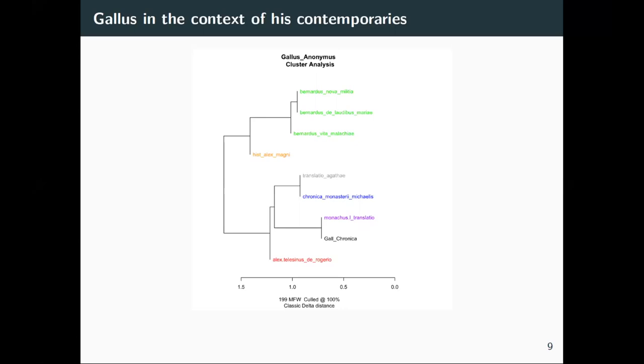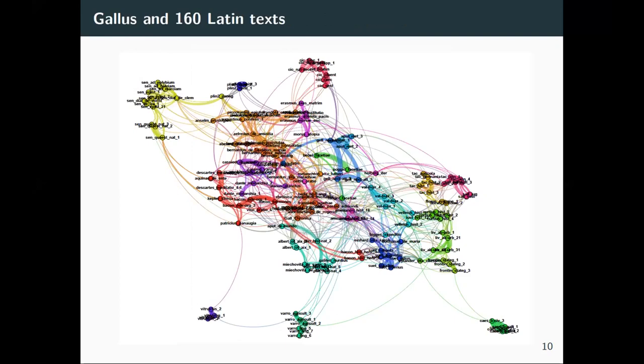But one might ask, well, this comparison set, this control group, is very small. What if we go big? What if we take into this equation, say, 150 or 160 Latin texts, varying from Caesar, that's Caesar over here in this network, that's Varro, that's Vitruvius, that's Seneca, that's Cicero, all the guys that are there, if you put them into the picture. So what will be the outcome of that? And Gallus is somewhere here.